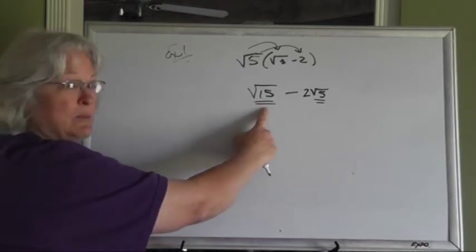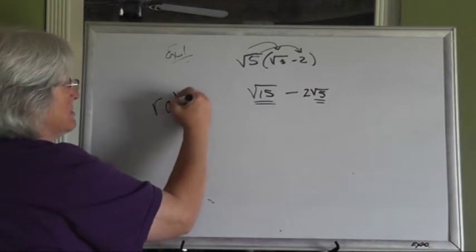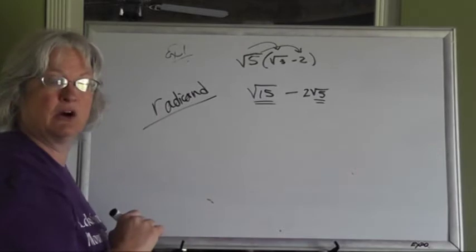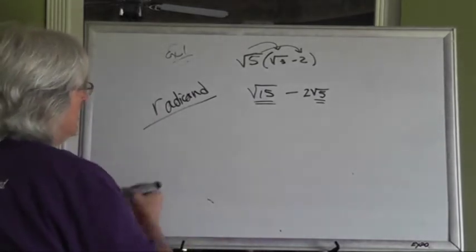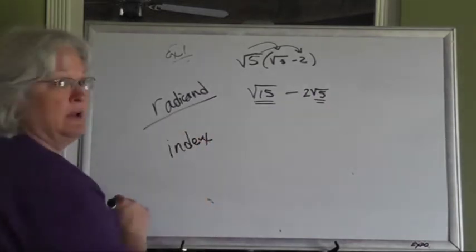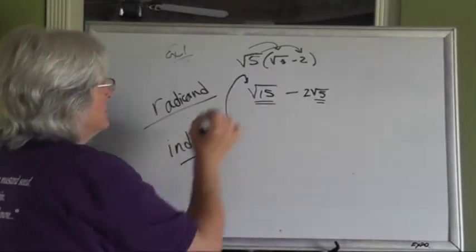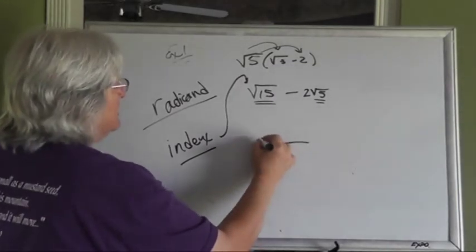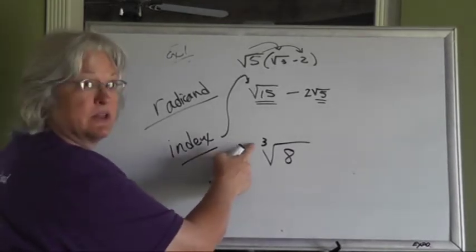Except here, the number that's underneath the radical sign, do you remember what that's called? Well, that is called, and I didn't write that very well, the radicand, R-A-D-I-C-A-N-D. The radicand has to be the same, and the index has to be the same. Now, where's the index? The index is the number that's right there.